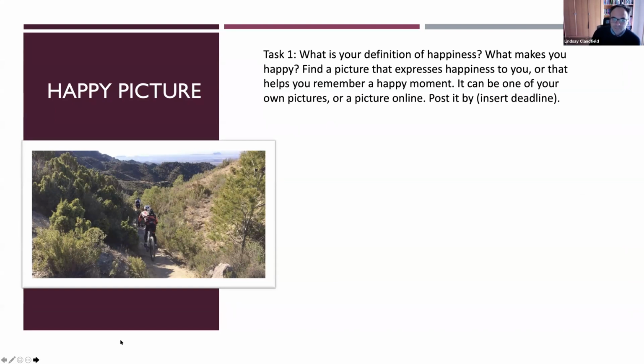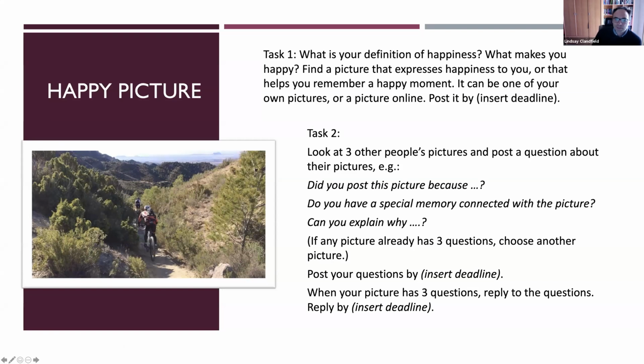Look at 3 other people's pictures and post a question. And then I give them models of the question. Did you post this picture because? Do you have a special memory connected with it? Can you explain why? Now, if any picture already has 3 questions, they have to choose a different picture and they have to post their questions.